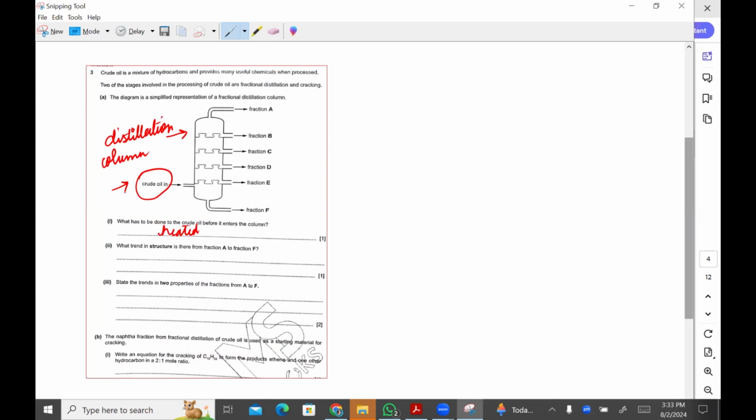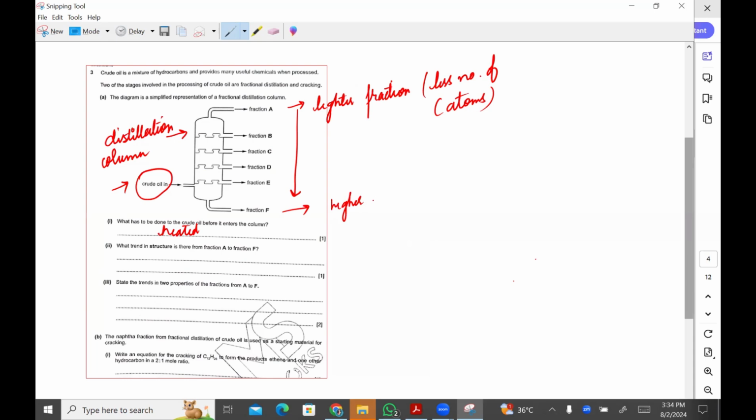So what trend in structure is there from fraction A to fraction F? What is the effect on the structure of carbon? First of all, I just want to tell you, at the top we are getting lighter fractions. Lighter fraction means the one with a smaller number of carbon atoms. And at the bottom we are getting heavier fractions. What are heavier fractions? They contain a greater number of carbon atoms.